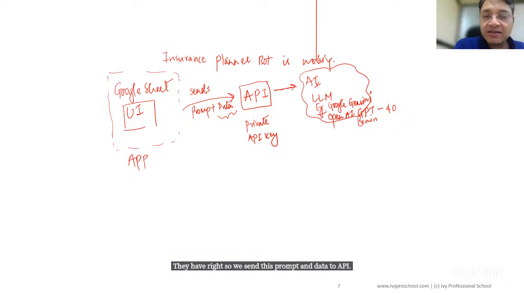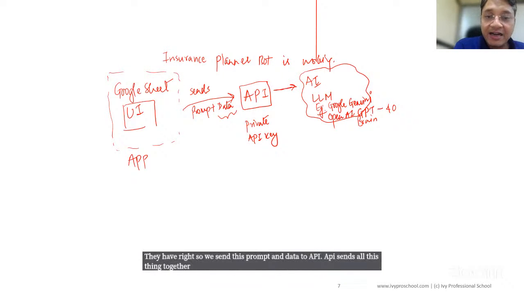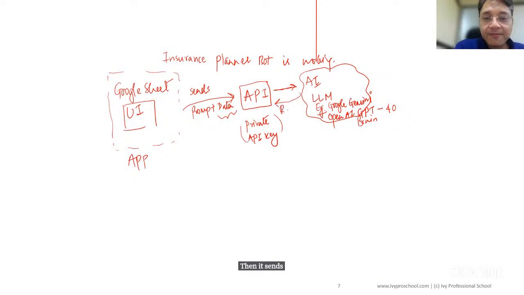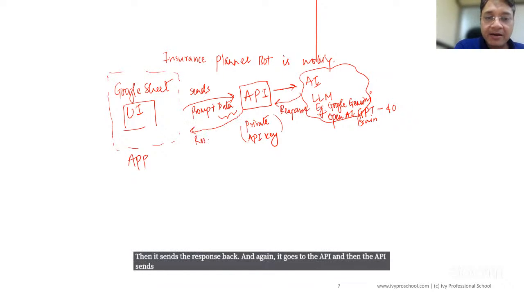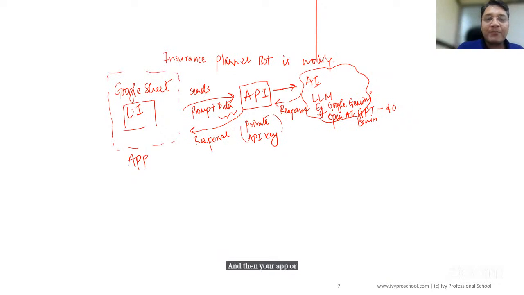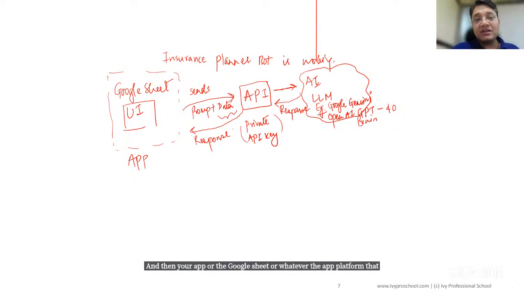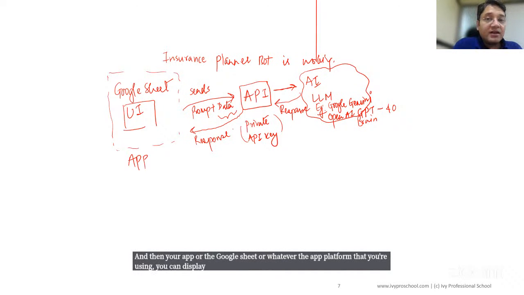So we send this prompt and data to the API. The API sends all this together to the LLM after validating the user, based on whether you have the authorization, whether you've subscribed to the LLM or not. Then it sends the response back. And again, it goes to the API, and then the API sends the response back to the user interface. And then your app, or the Google Sheet, or whatever app platform you're using, can display it. Or maybe there is another layer where you take action based on this, which is what we were talking about as AI agents.